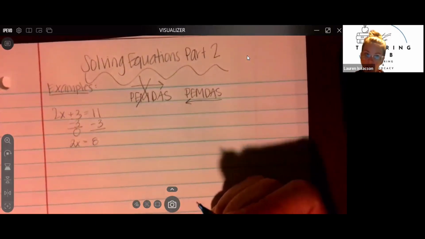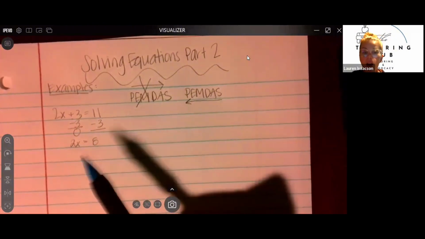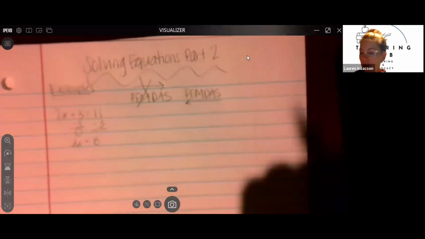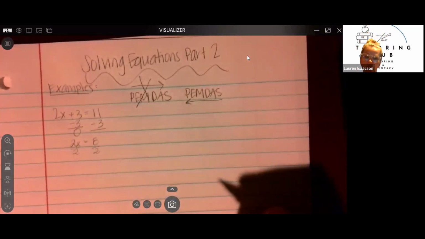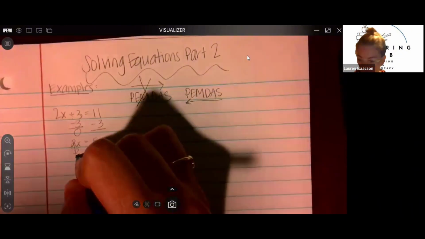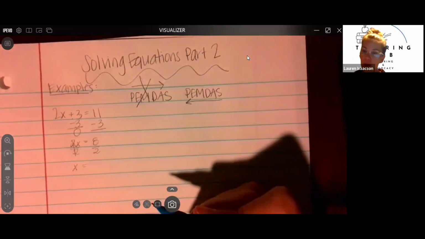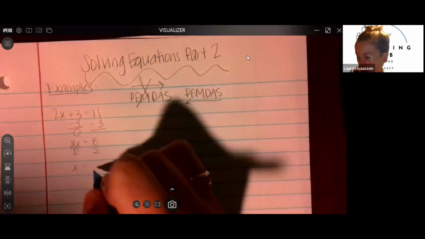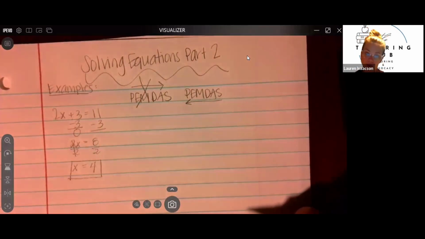Now we have 2 times x equals 8. The opposite of multiplying is dividing, so we can divide. Remember, the fraction bar means to divide. So we have 2x divided by 2 equals 8 divided by 2. 2 divided by 2 is 1, so we're just left with x. Then 8 divided by 2, or 2 times what is 8, would be 4. So x equals 4.